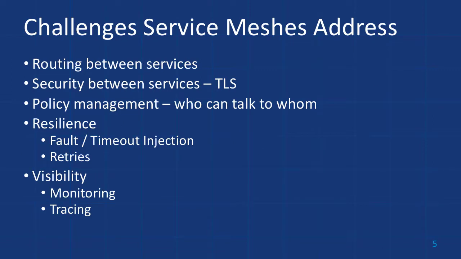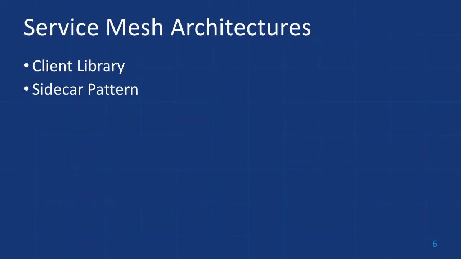So what do service meshes address? Well, we kind of were introduced to that. Routing between services, security between services, policy management, who can talk to whom, resilience. So you can do retries and fault timeout injection and testing that, and visibility, monitoring, and tracing. So how is this architected?